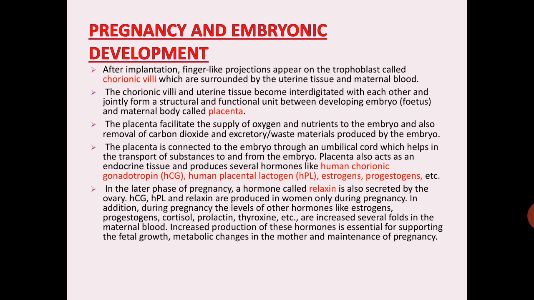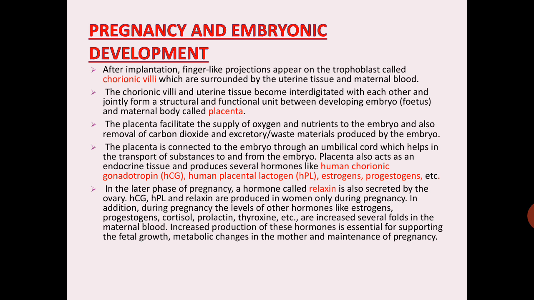After implantation, finger-like projections appear on the trophoblast, called chorionic villi. These chorionic villi are surrounded by the uterine tissue and maternal blood.